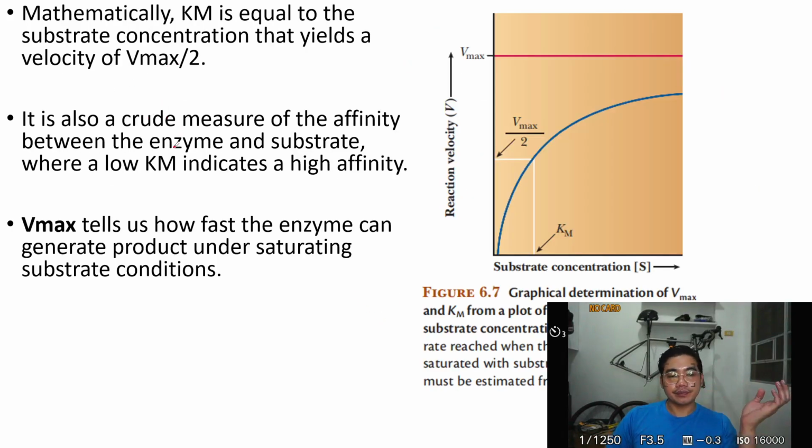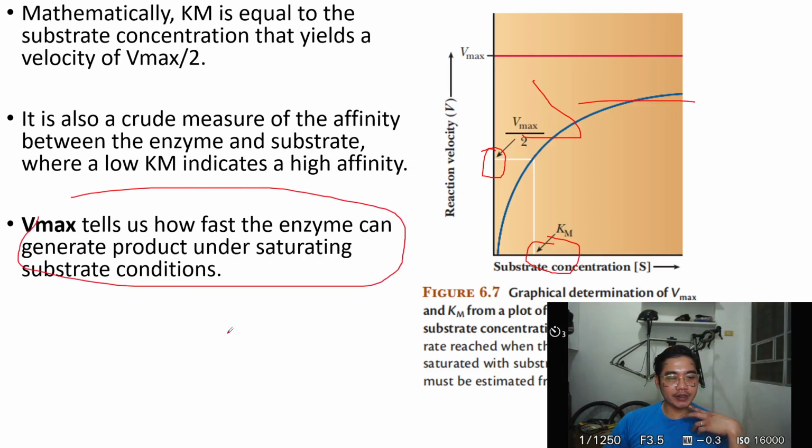Then, that one. So, like I said earlier, your Michaelis constant simply means one half of your Vmax. So if you know your Vmax, then you can most probably quantify your enzyme concentration. So Vmax tells us how fast the enzyme can generate product under saturating substrate conditions.